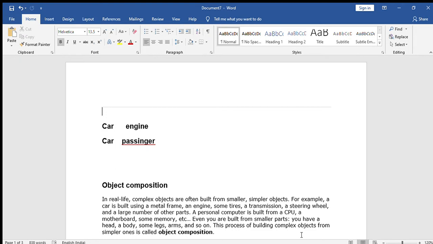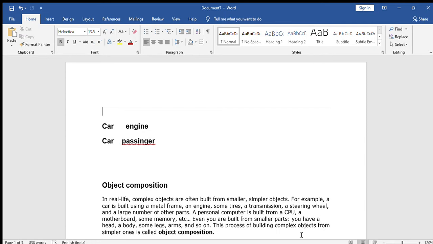Another example: car, engine, passenger. A car is an object. Car has an engine. That means every car has an engine. But a car may have passengers. Like that, the relations will be different. Working on this type of relation is called object composition. A complex object can be made with smaller or simpler objects.